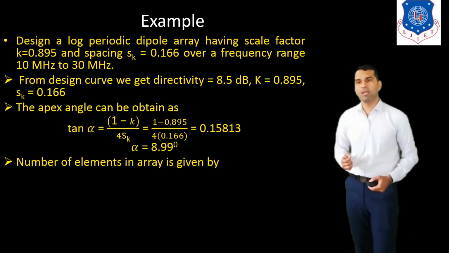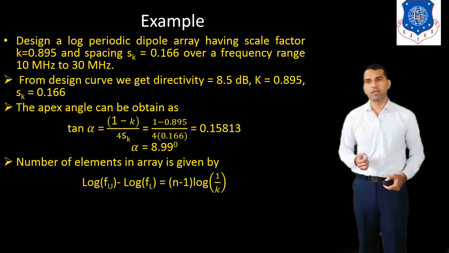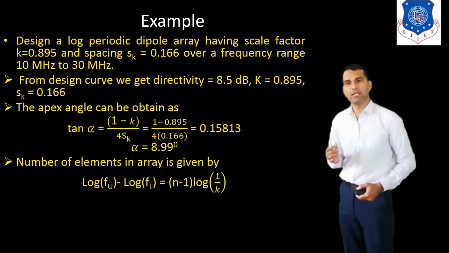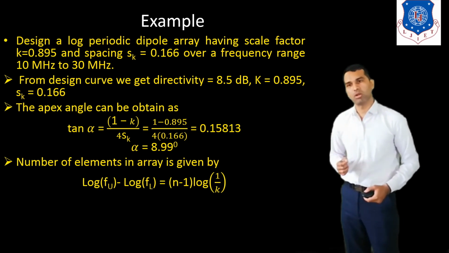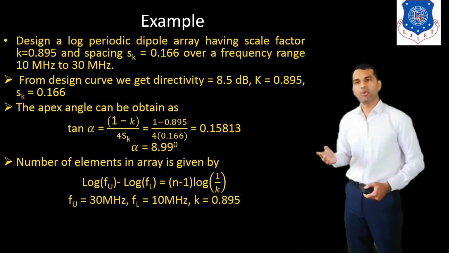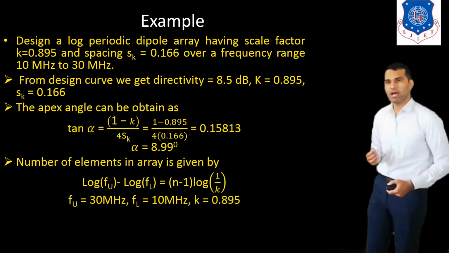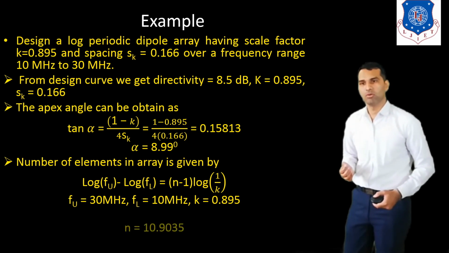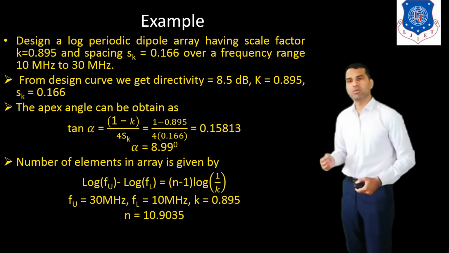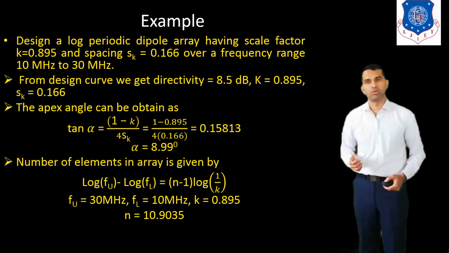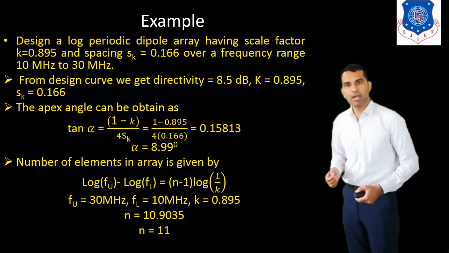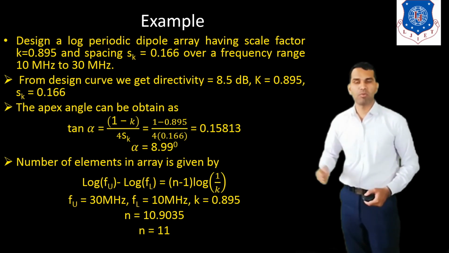Now the number of elements in the array is given by log Fu minus log Fl is equal to (n minus 1) into log 1 upon k. Fu is the higher frequency, 30 MHz, and Fl is the lower frequency, 10 MHz, and we have the value of k. So we get n is equal to 10.9035. So we can say that n is equal to 11. So the number of elements in this example is 11.